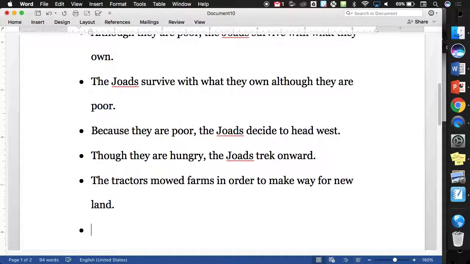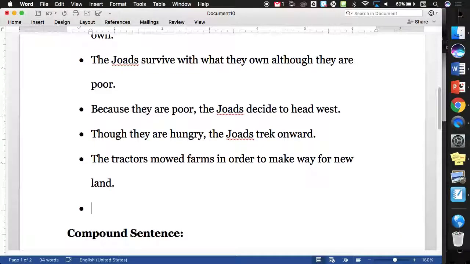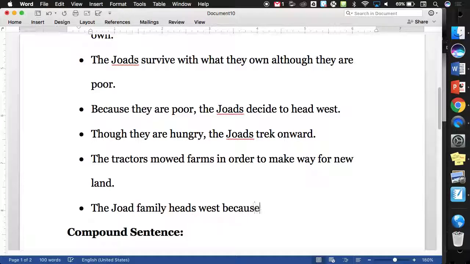Anyone else want to throw one out? Trying to come up with a quick example here. The Jode families heads west because they lost their home. Complex? Punctuated correctly. Pronouns correct.